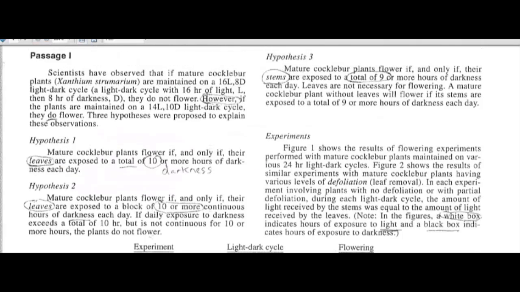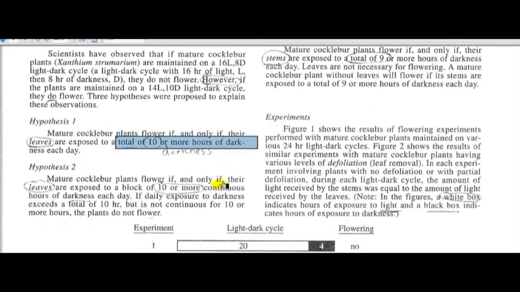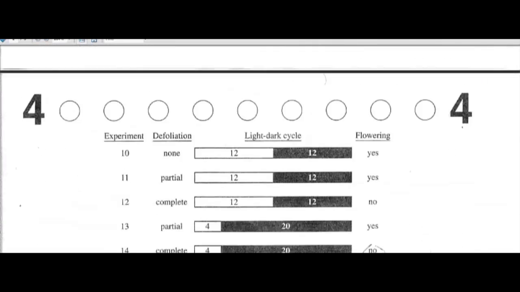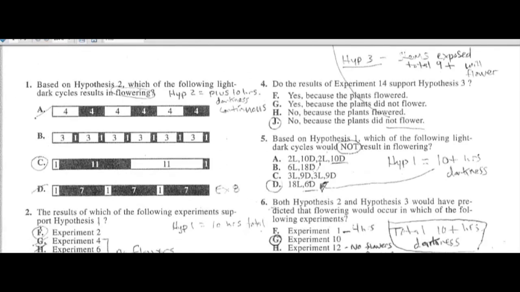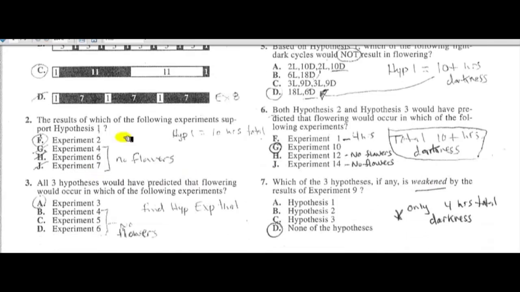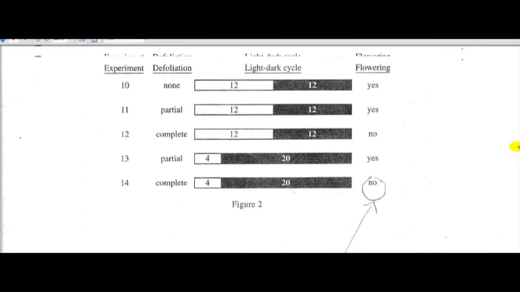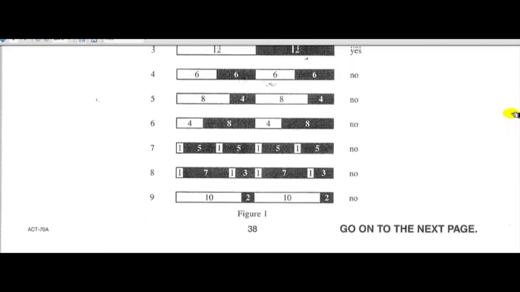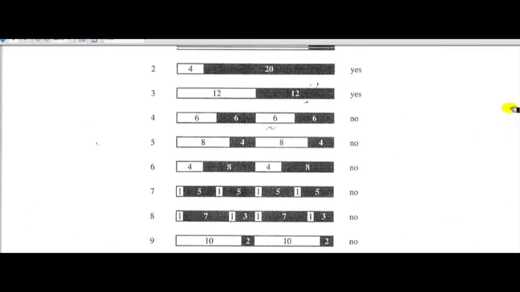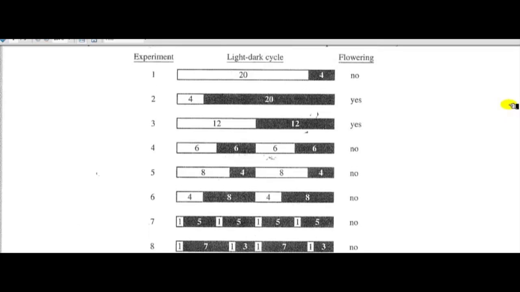Remember, the difference between 1 and 2 is that 2 says it needs to be continuous. In this particular hypothesis 1, they just say a total of 10 hours. So we're going to have to jump in there and count them up. Let's take a look at our experiments. When we come on down here, we see the first answer choice is experiment 2. Now we're going to have to go back up into Figure 1, and experiment 2 is here.